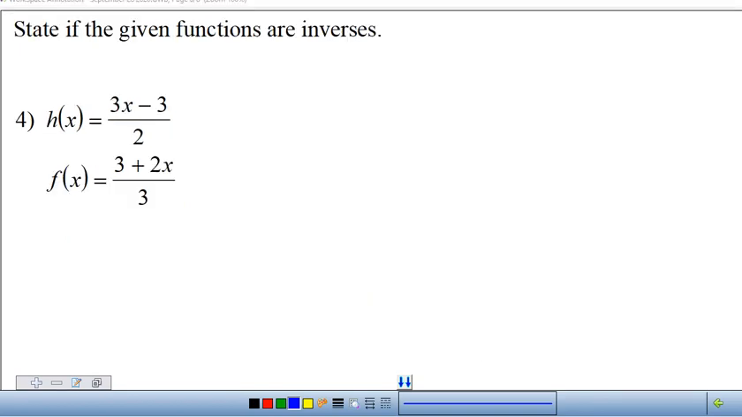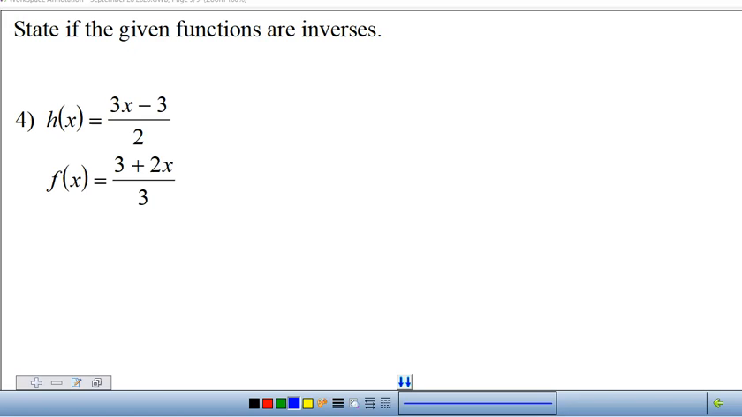Now it's time to look at whether or not two given functions are indeed inverses. When we are given two functions, are they indeed inverses of each other? The way that we do this is we're going to take one function and plug it into the other function. It doesn't matter which order. You can choose which one you want to plug into the other.